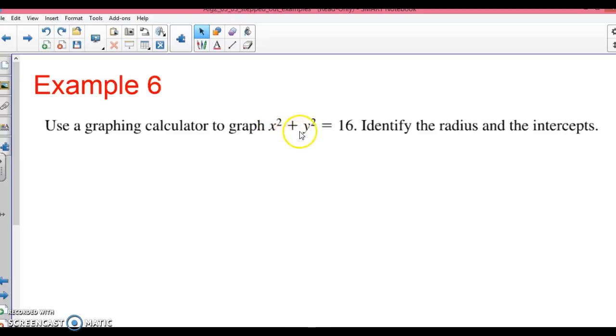Both of them are squared. Okay, so then I have to identify the radius. Now remember, a radius is the distance from the center of the circle to the outside, and the intercepts. I want to see where this circle crosses my axes.